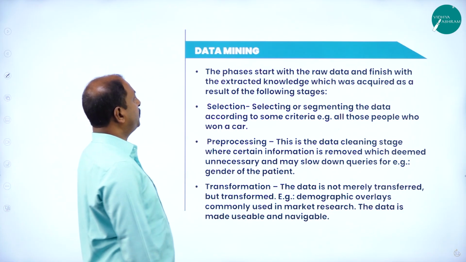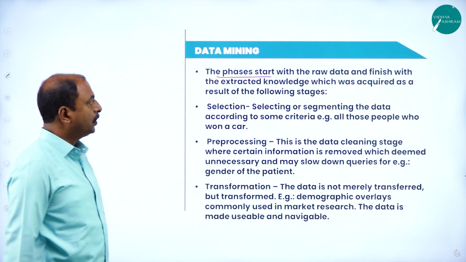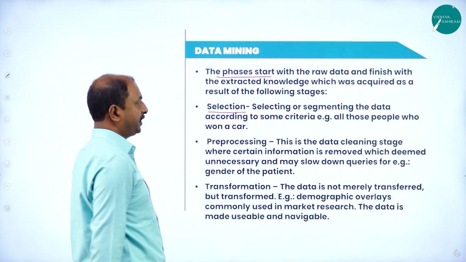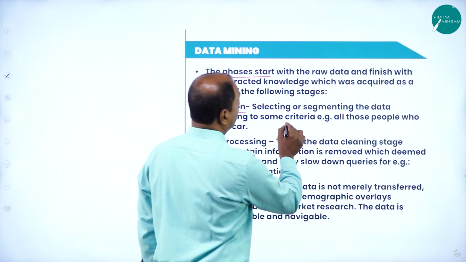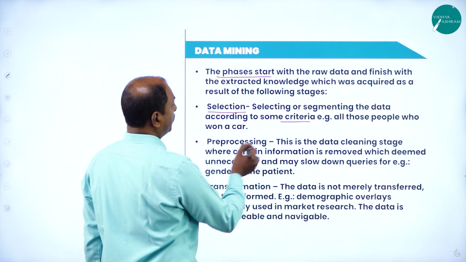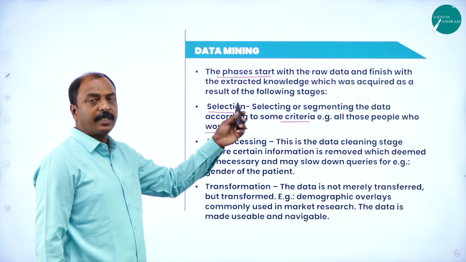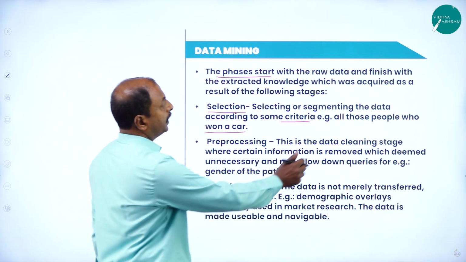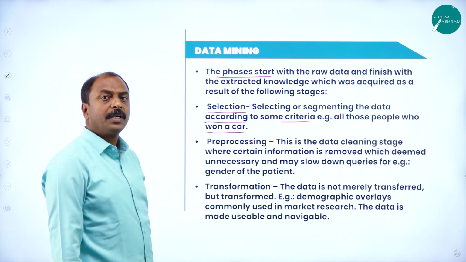Next, we'll see the different phases of data mining. It starts with selection. First one is selection: selecting or segmenting the data according to some criteria, for example, all the people who have won a car. See, this is an example. The first step in data mining is selection. We have to select the appropriate data according to our pattern or design.